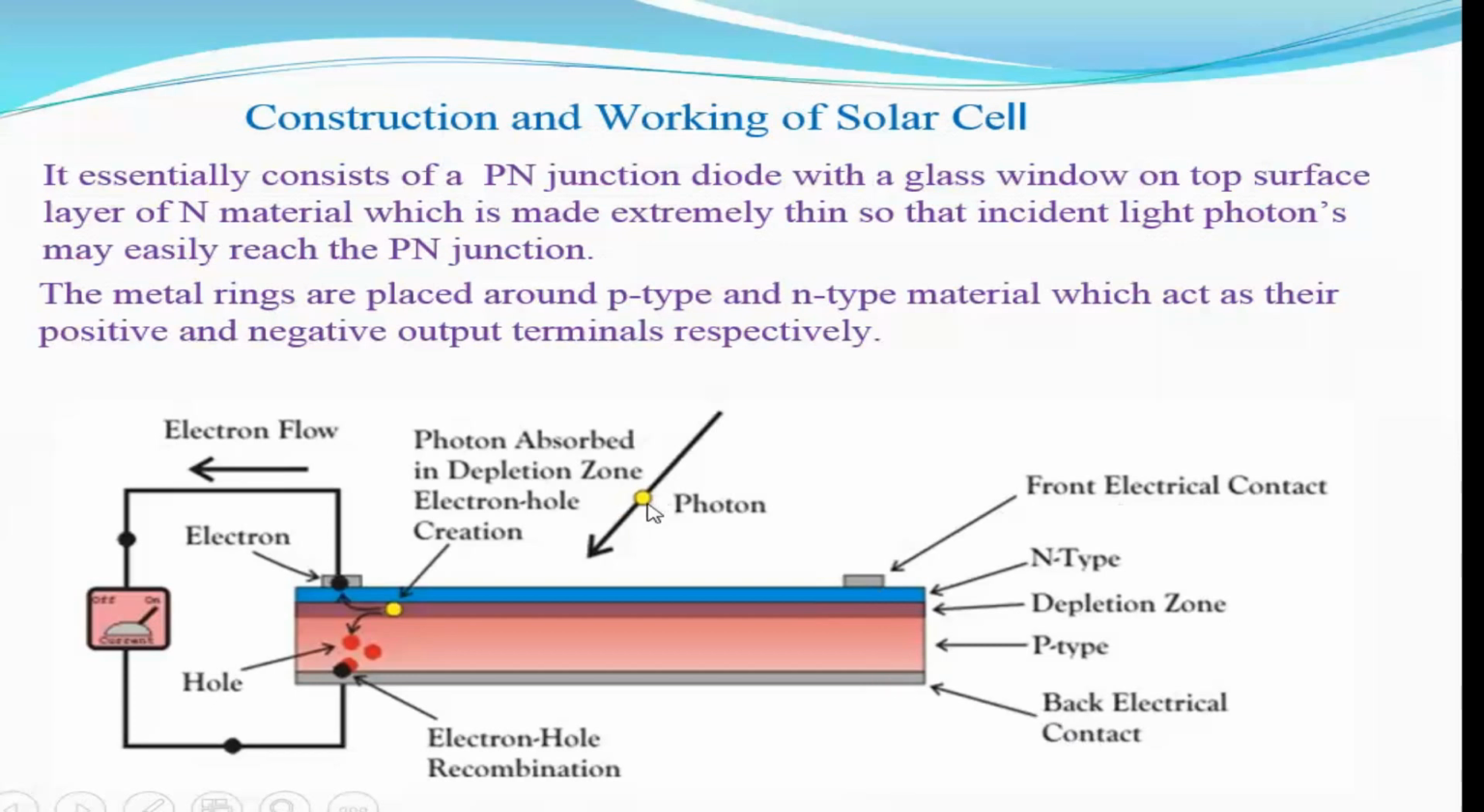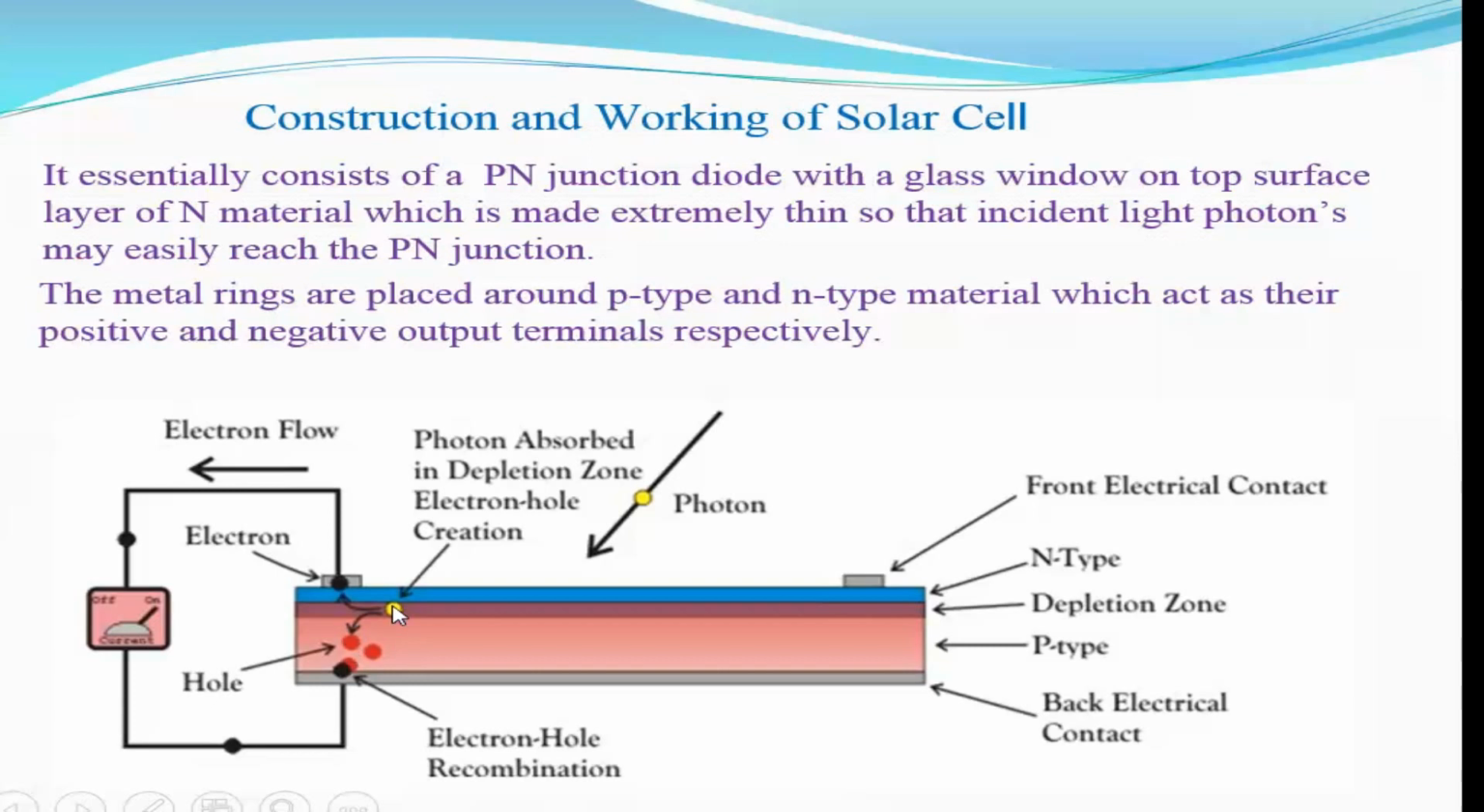Whenever light is falling, that is whenever solar energy is incident on this solar cell, light consists of photons. When photons are incident on this region, in the depletion region the photon energy is absorbed and electron hole pairs are generated. You can see that by absorbing the photon, one electron and one hole are generated. The electron produced in the depletion region moves towards the N-type region, and the hole moves towards the P region.